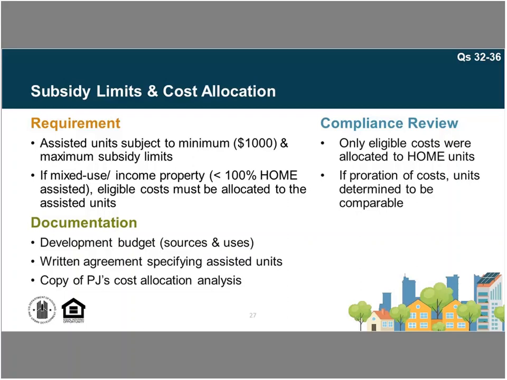to show that you've made a determination. The bottom line of all this is that only eligible costs were allocated to HOME units, and if the costs are prorated, that the units were determined and the proration done according to the guidance provided in CPD 16-15 on comparable units. I'm not going to go into that topic, but just bear in mind that if you do need to do the cost allocation, you need to follow the guidance and make certain that you've documented that in your file.